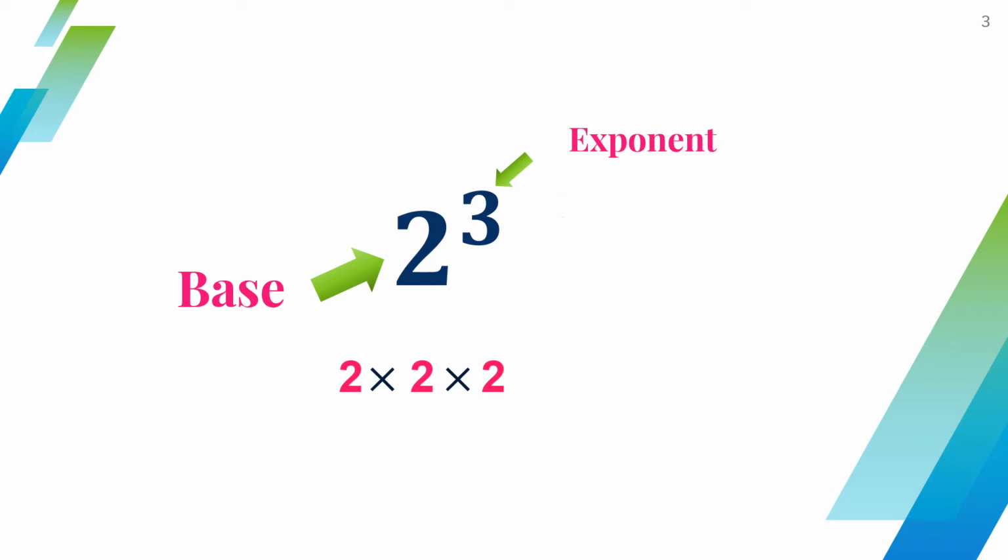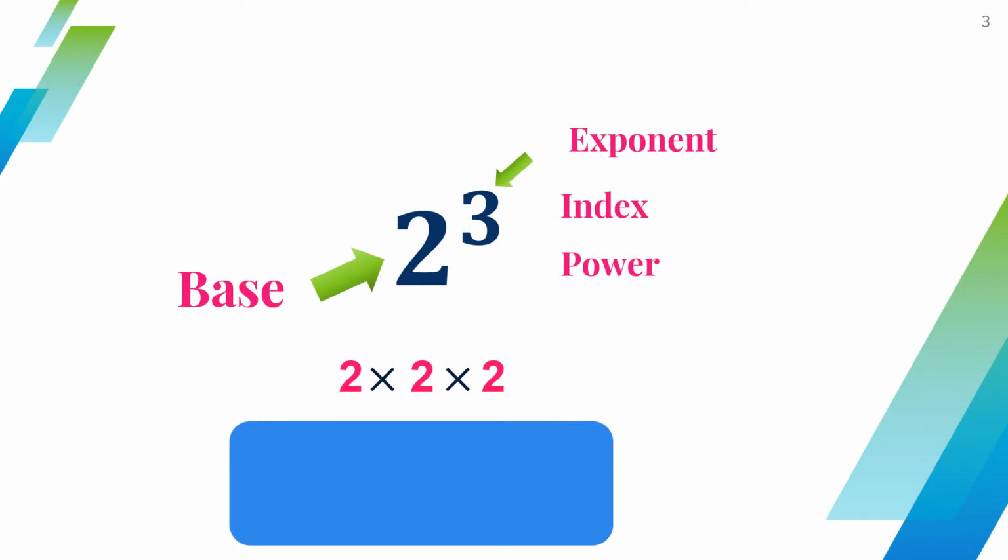As we said, 2 power 3 means 2 times 2 times 2. We have to know that 2 here is called the base and 3 is called the exponent, or index, or power. 2 to the third power, or 2 to the power 3.